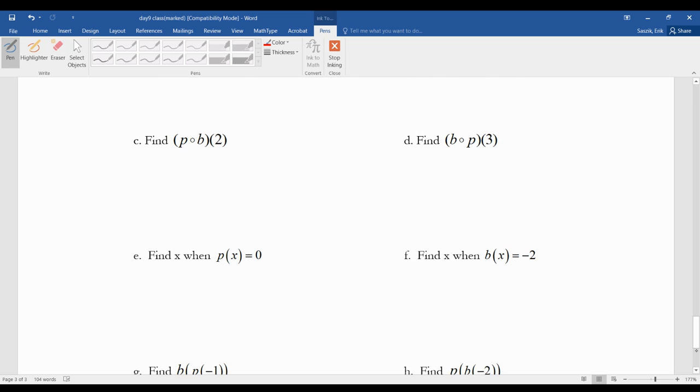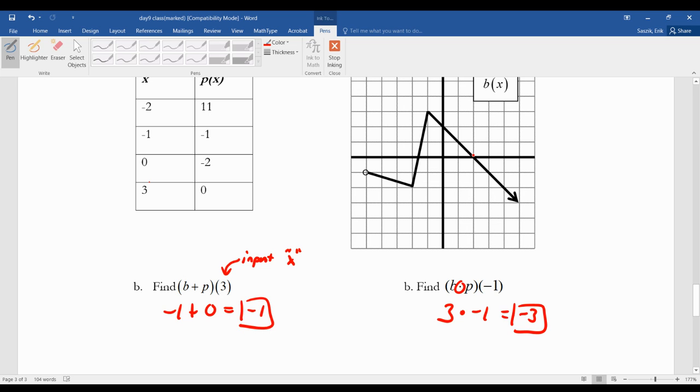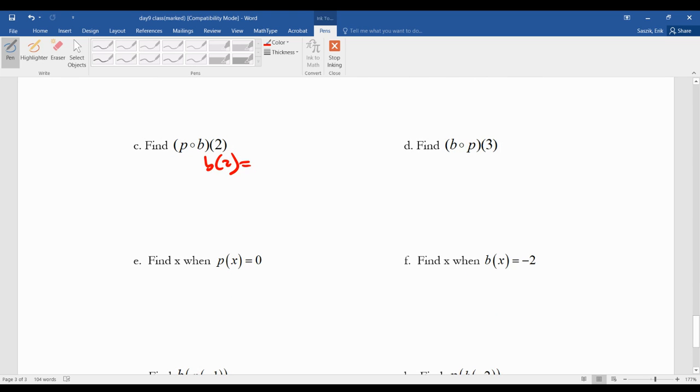Let's go down to this next one. So you got to do B of 2 first, remember. That's the input. So we have an x value of 2, go to the right 2. We don't have to go up or down at all. It crosses the graph right there, and the y value there is 0. Now you have to do P of 0, which of course is -2 if you look up at the table there. Do P of 3.